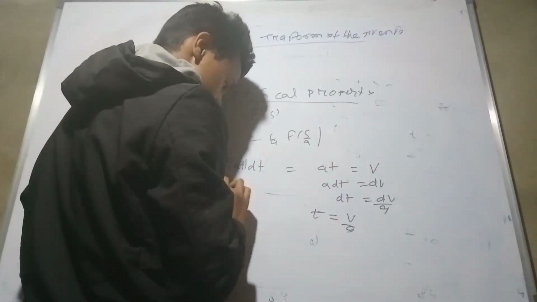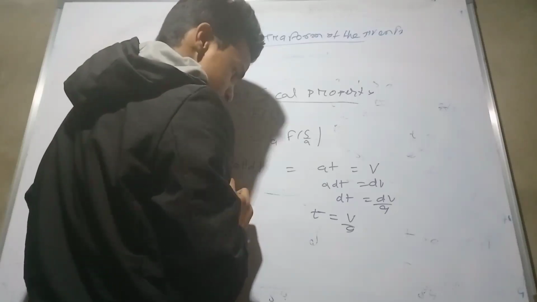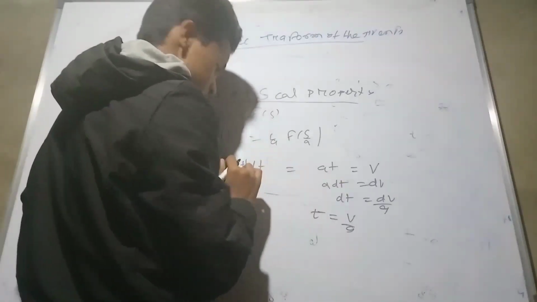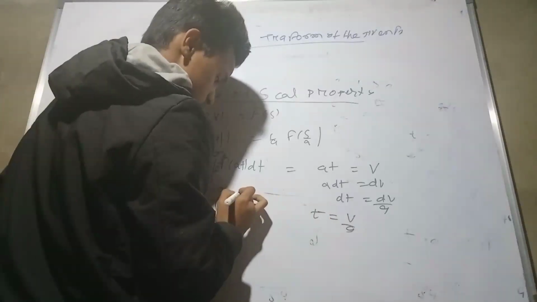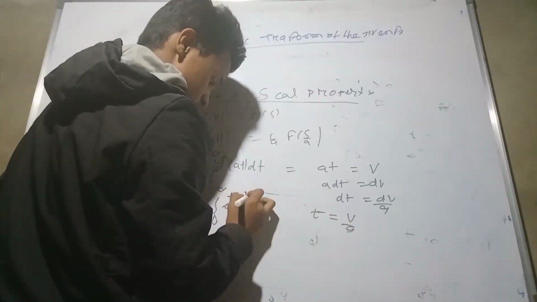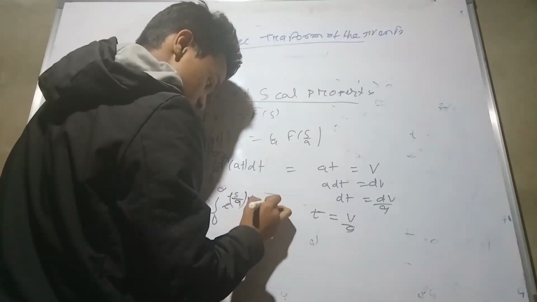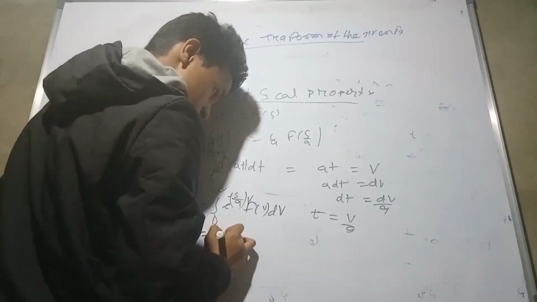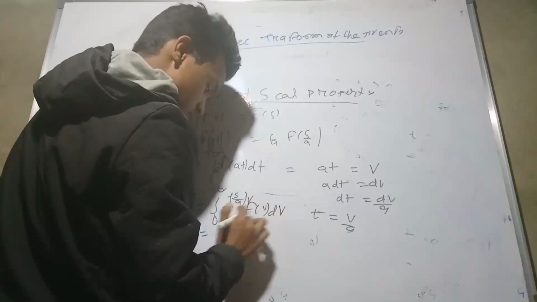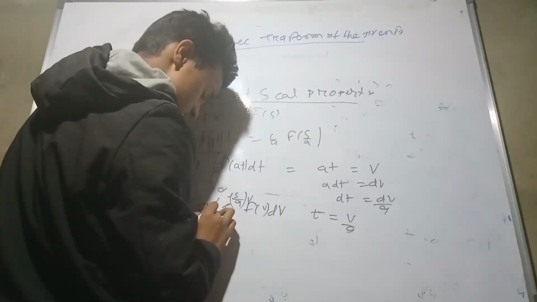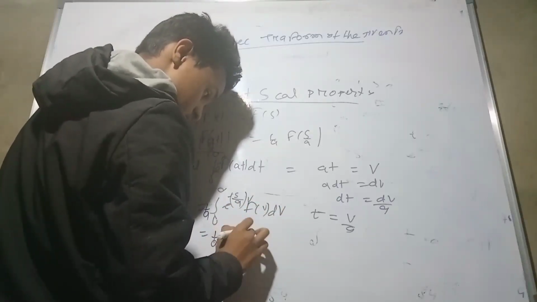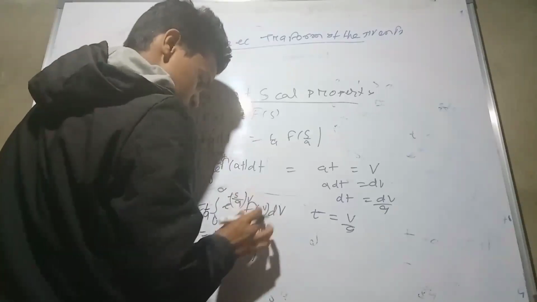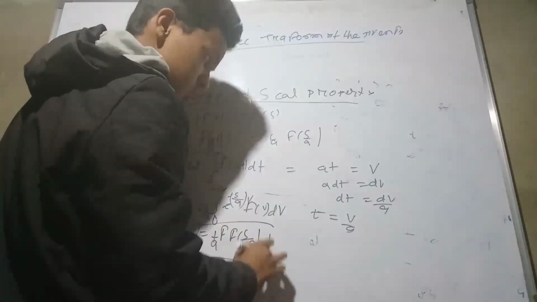Instead of t you can write b, so e^(-(s by a) b). So the integral of f(b) db times 1 by a, which is nothing but 1 by a times F(s by a). That is our property. So you have proved it.